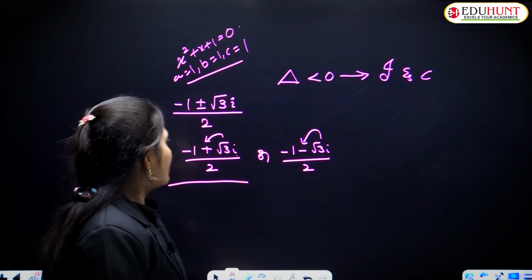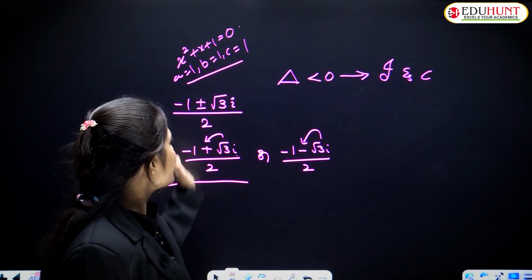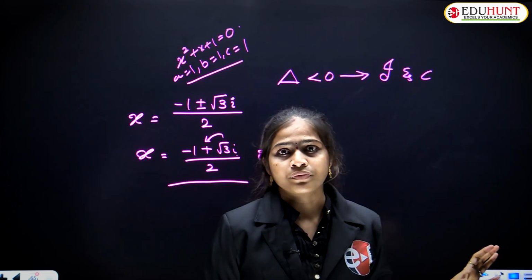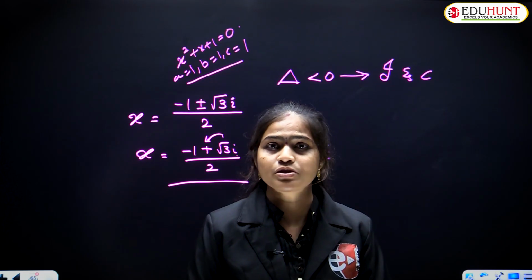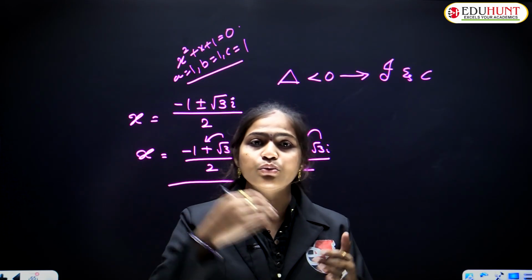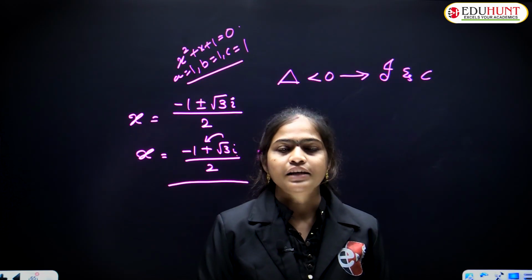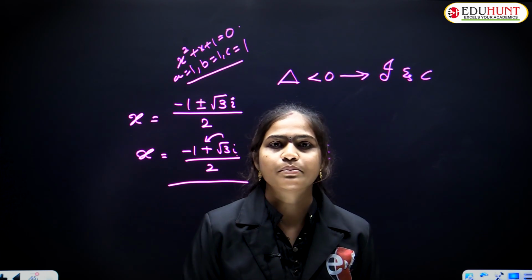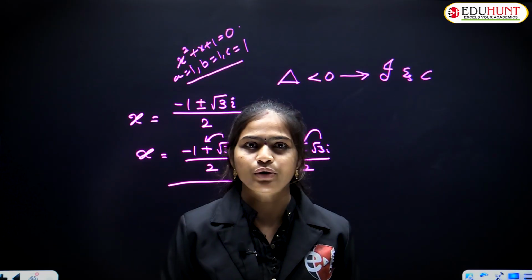Understand? So this is about the nature of roots. All the natures we discussed, and in the same way we discussed some problems also. Without finding the roots, by using the delta value, easily we can say which type of roots the given quadratic equation has. So this is about the nature of roots. In the next video we will discuss the number of problems related to the nature of roots. Okay, thank you all.